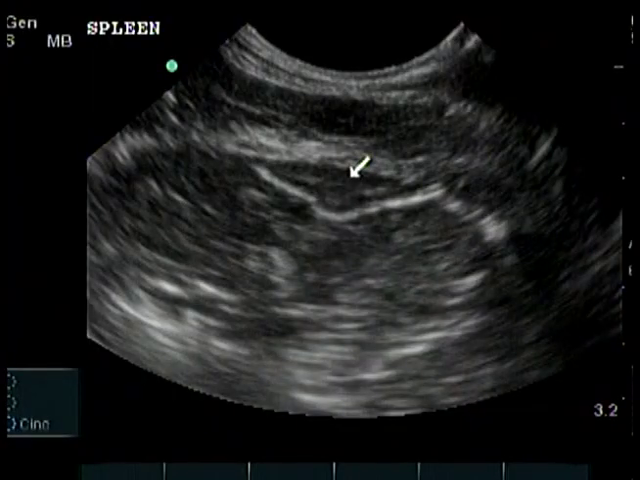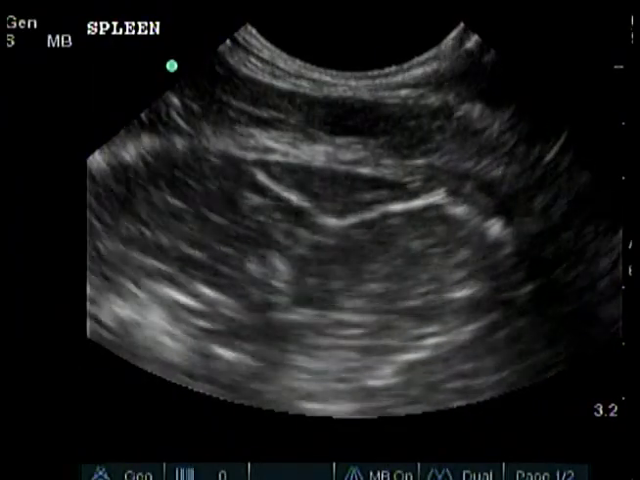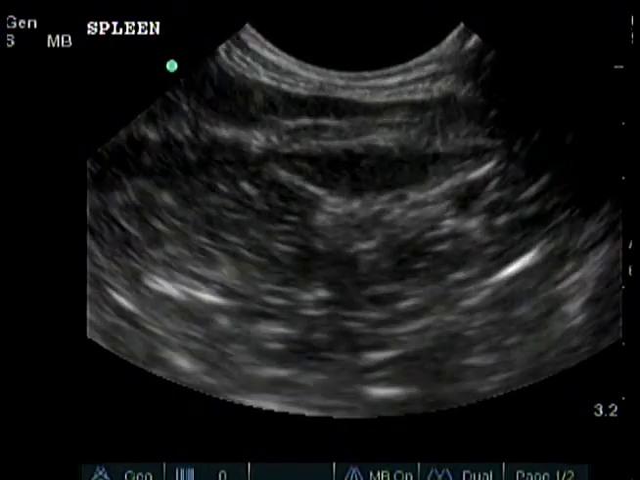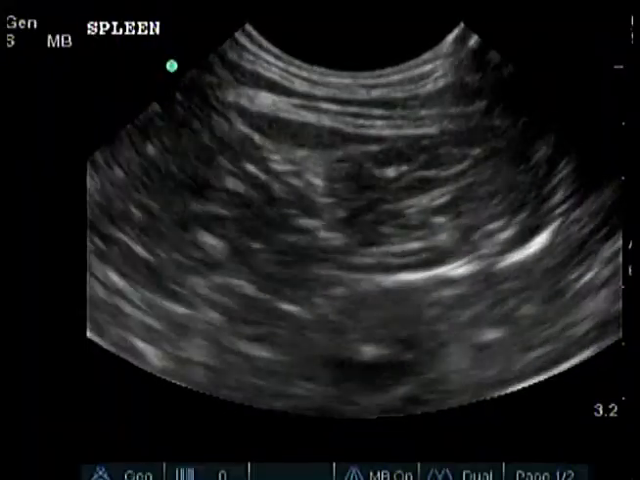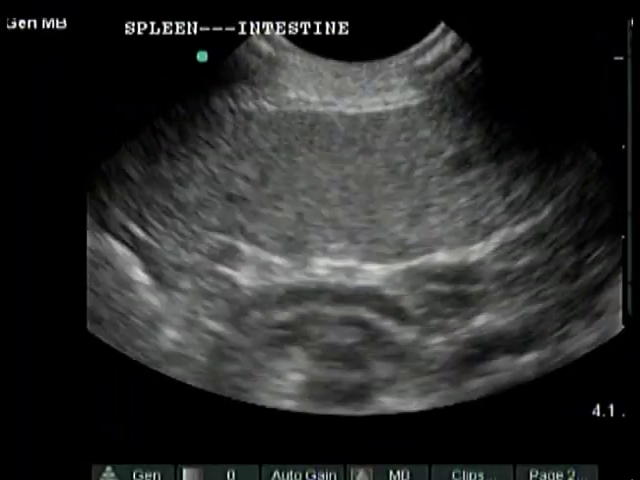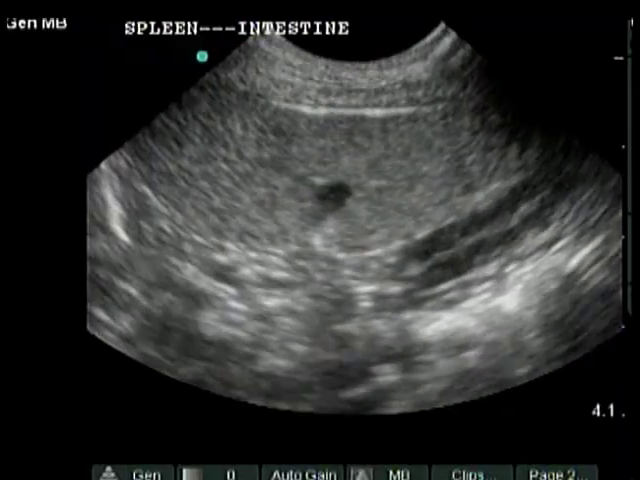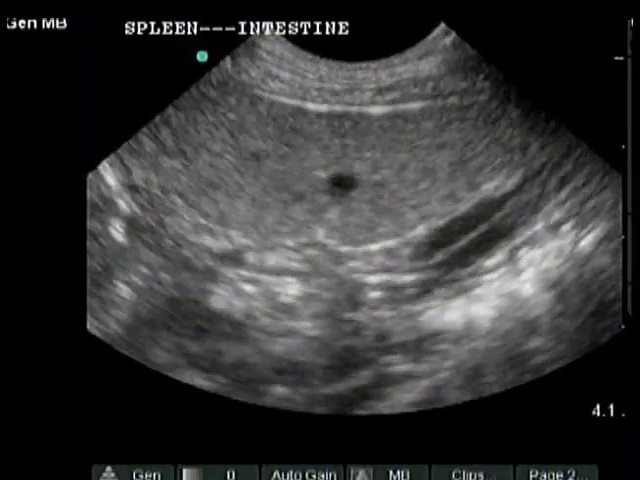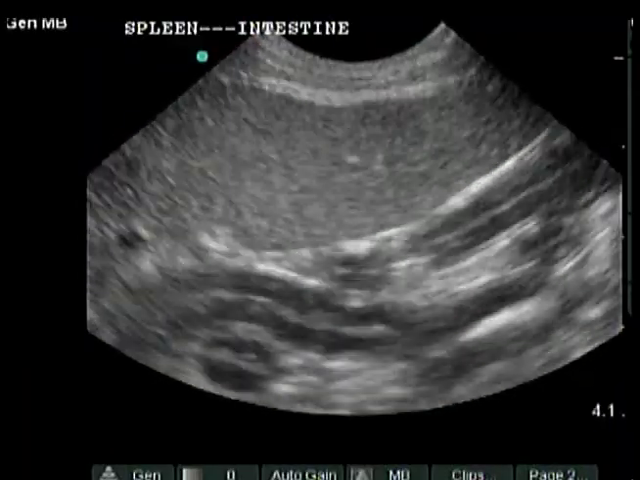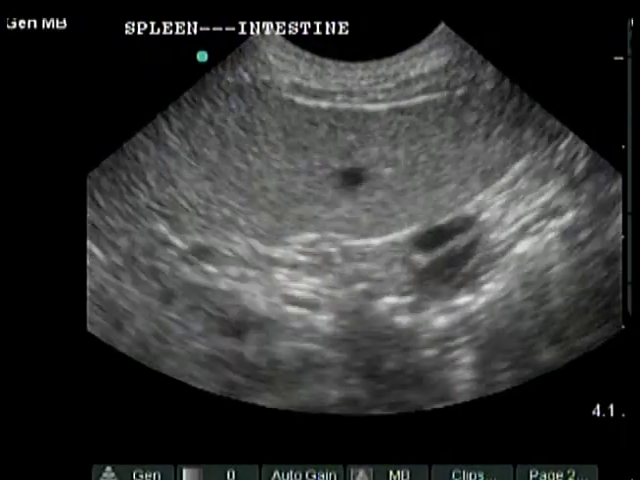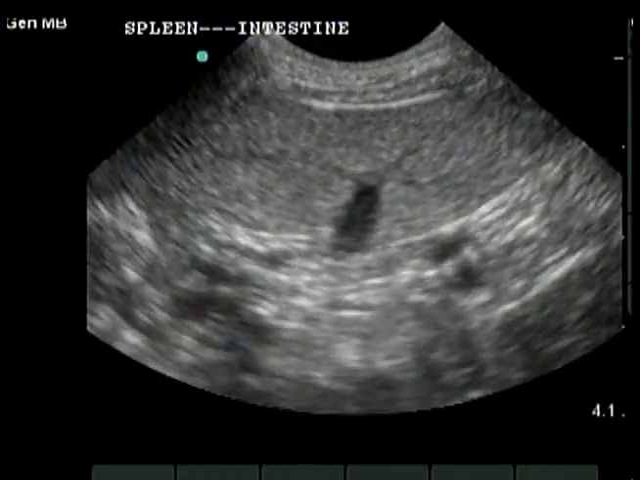The spleen appears hypoechoic compared to renal cortex in this cat with fat deposits in the kidney. A general increase in echogenicity of the spleen can suggest chronic disease. Note the hyperechoic fat around the spleen and intestines.